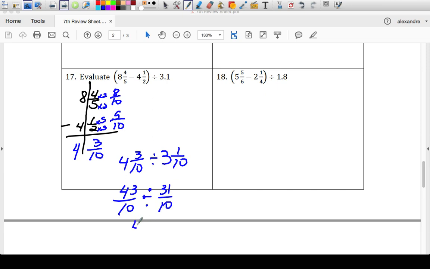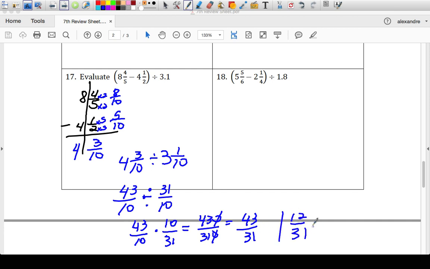Now I can flip this around. 43 over 10 times 10 over 31. That becomes 430 over 310, or if you cross those 10s out, it will be much simpler. You get 43 over 31, which 31 goes into 43 one time, and you have 12 over 31 left over. Okay, so quite a lot of stuff to do there.